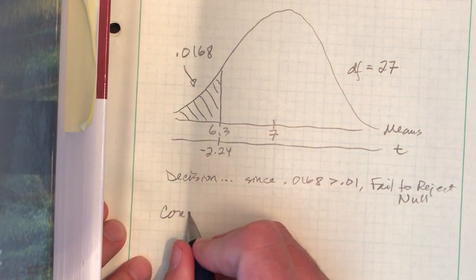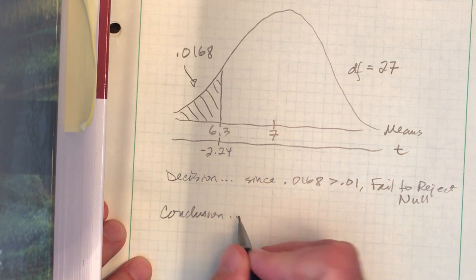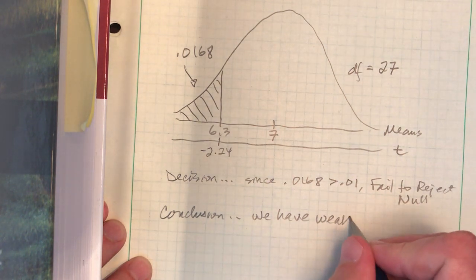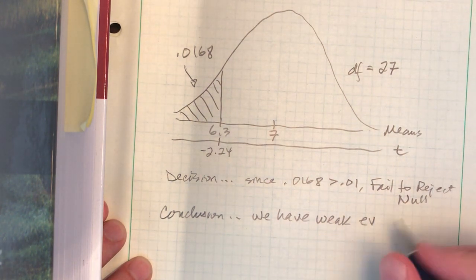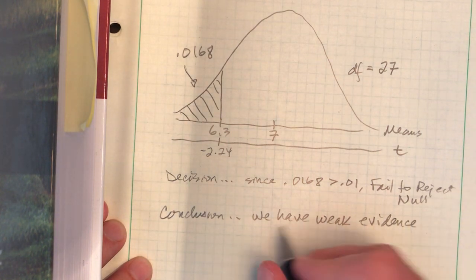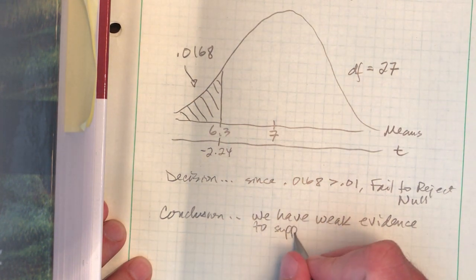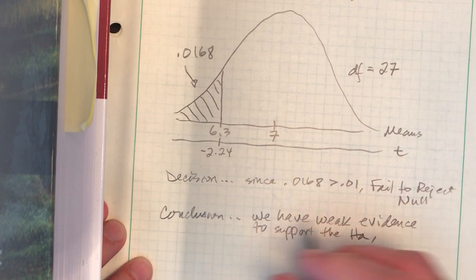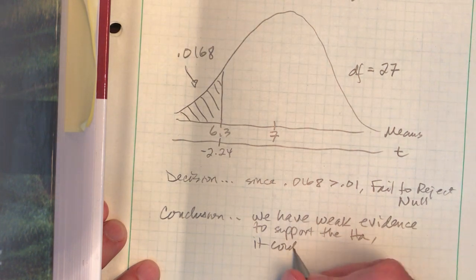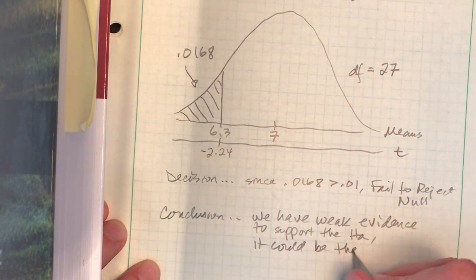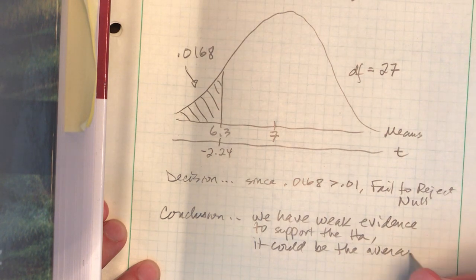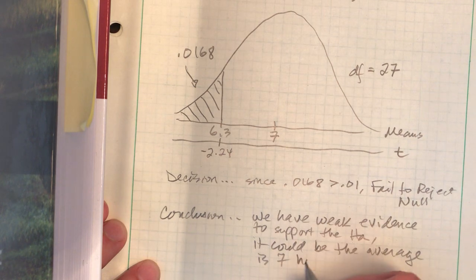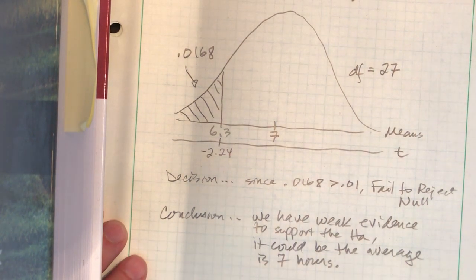which means my conclusion, we have weak or insufficient evidence to support the alternative that it was less than 7. I'll say HA could be true. The average is 7 hours. The null, not less than 7.